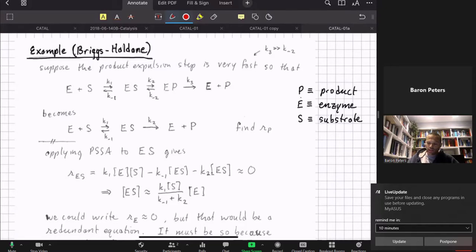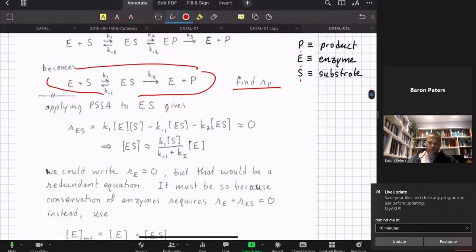We have product P, enzyme E, and substrate S. I'm going to make a little shortcut here and assume that this last step is very fast. So as soon as I make an enzyme substrate complex and it reacts, I end up going straight through the EP complex onto the enzyme plus the product. So the product release step is very fast here, we're assuming. So this means that this is, for all practical purposes, my mechanism that I'm going to work out the rate law for. I want to find a rate law, an overall rate law for the formation of the product.